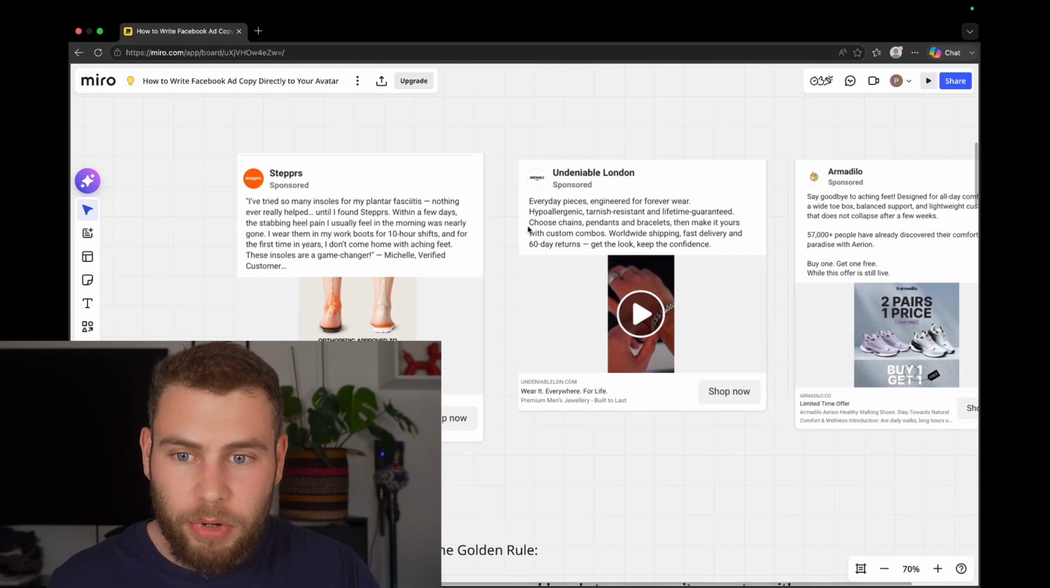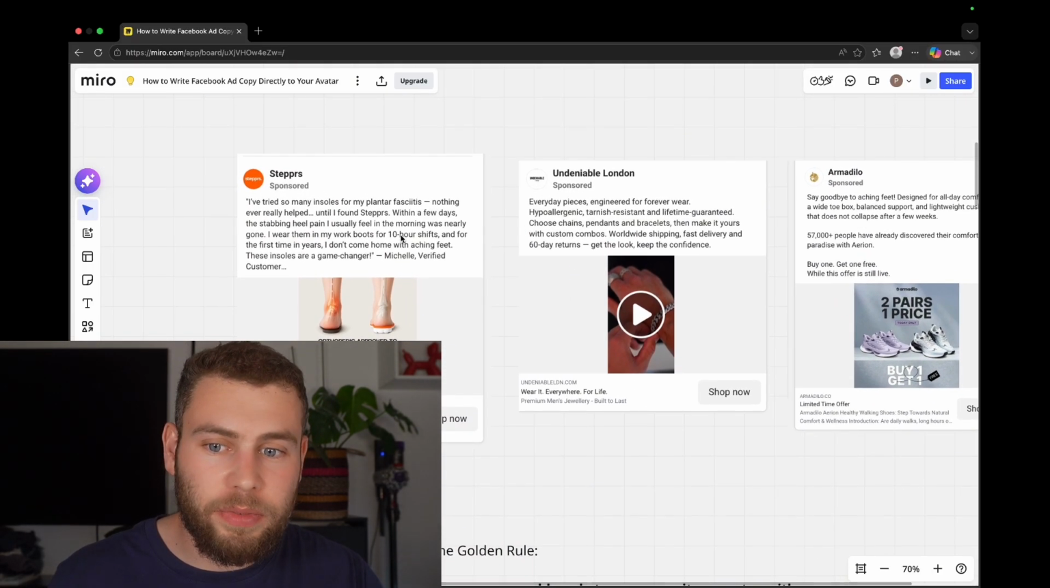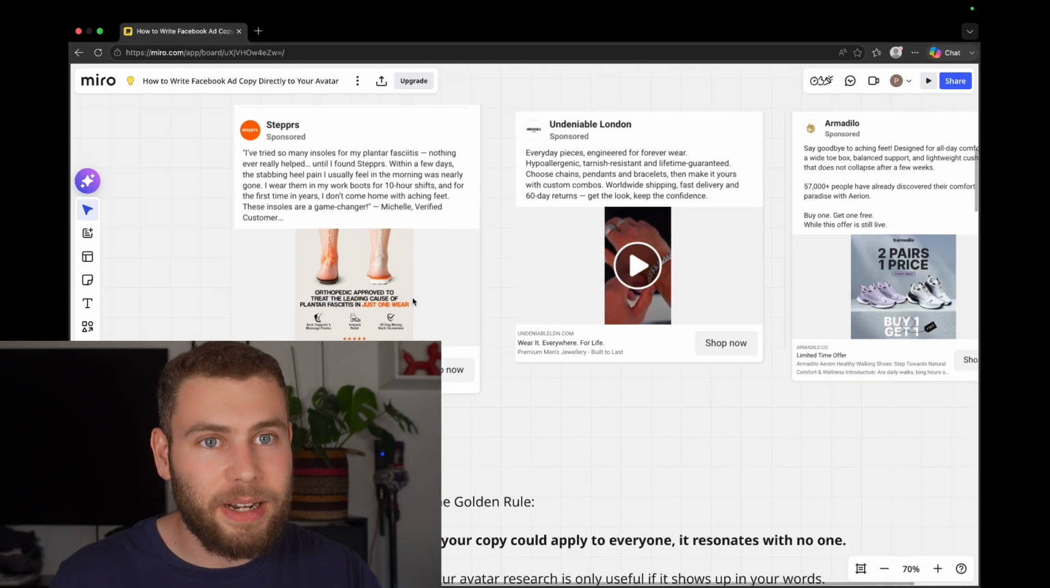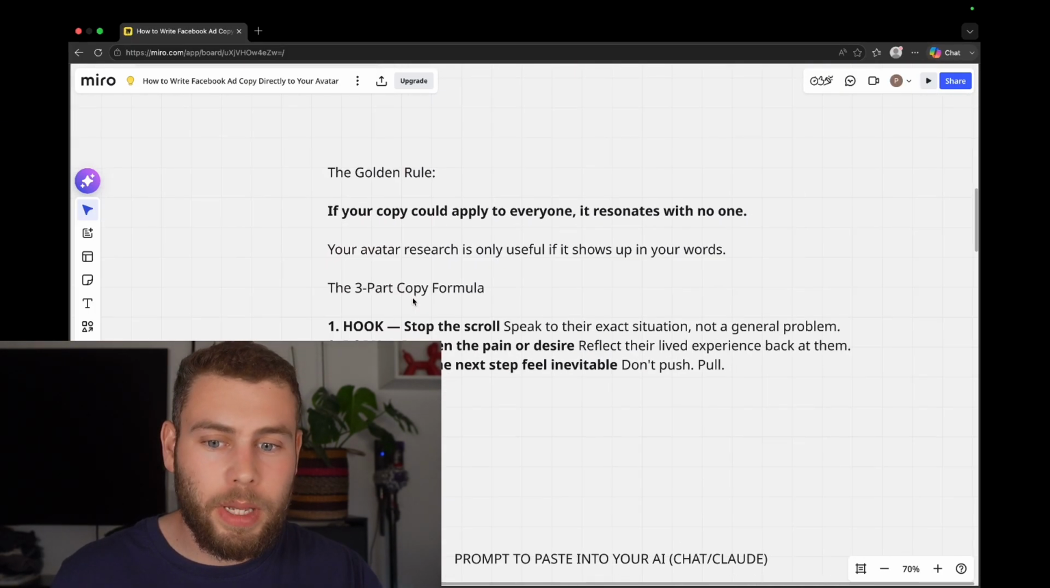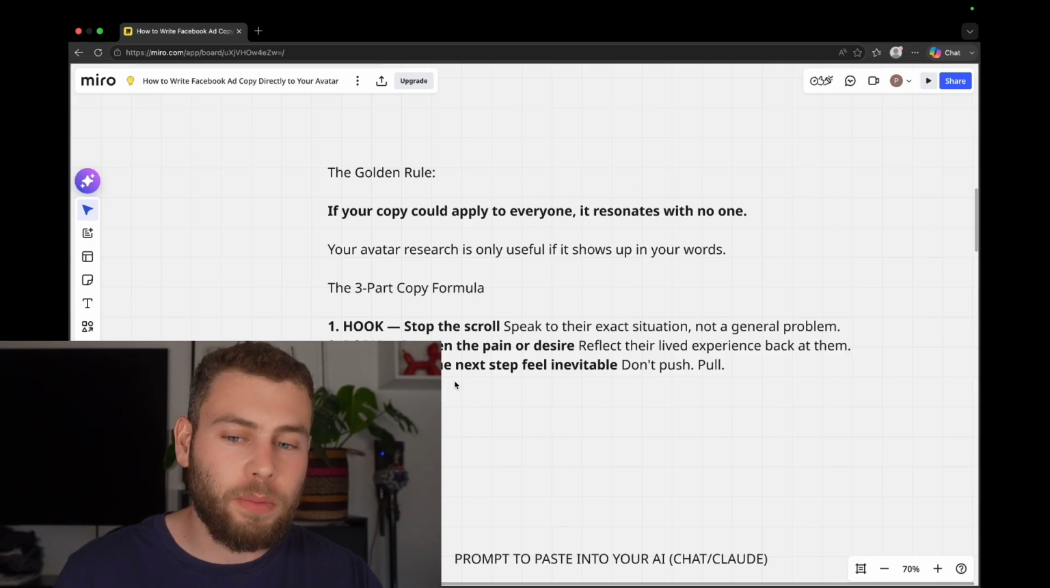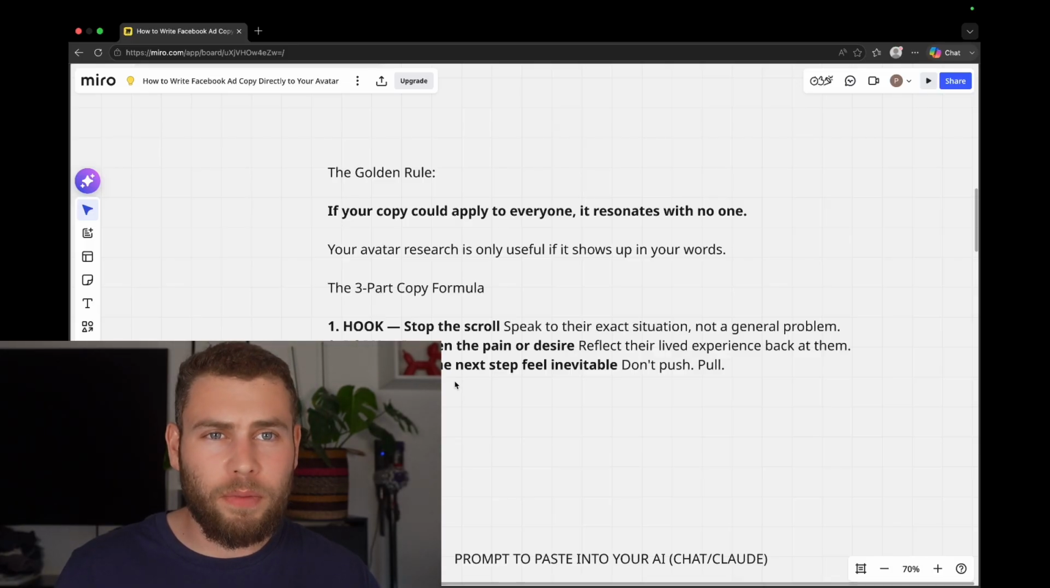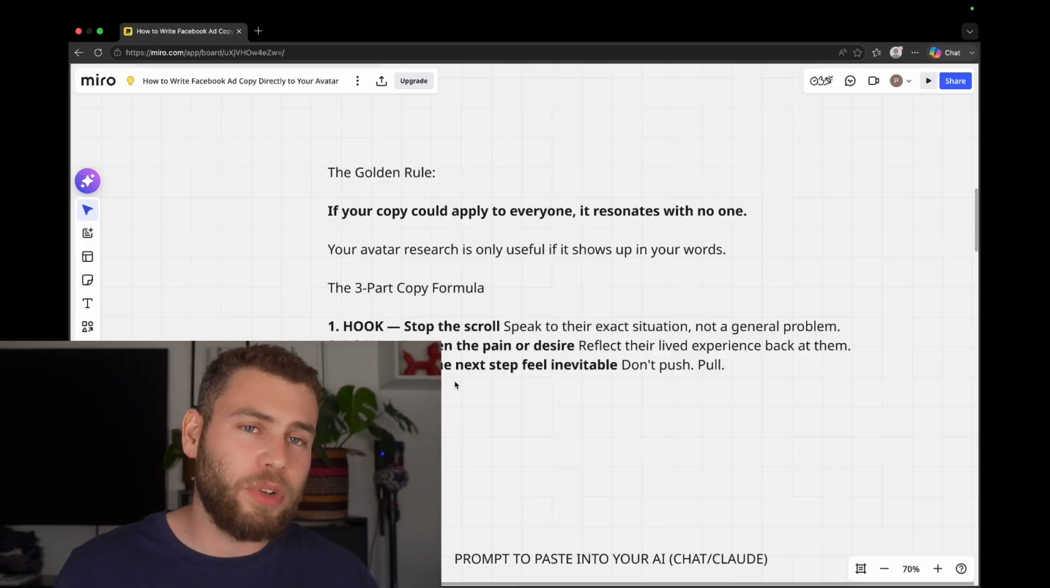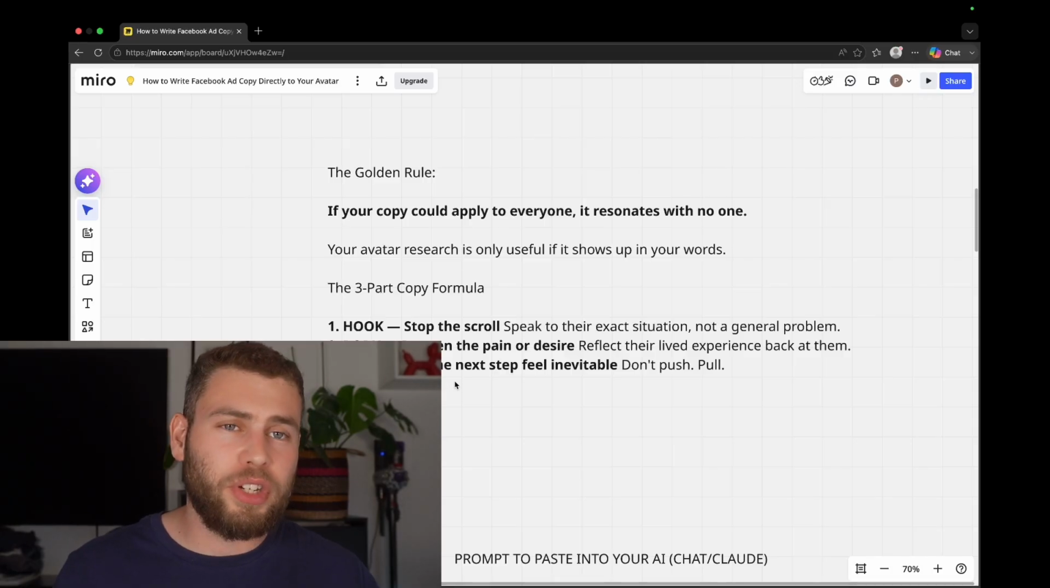So you can see this really well through the 10-hour shifts in their work boots, and this is exactly what the body of the copy is doing. And then the CTA, the call to action, which makes the next step feel inevitable, which incidentally is taking them to the website. And this is so important. But we don't want to be too pushy. We want to make them naturally be drawn into our website. And this is going to be important for our next step, which is our website, which is going to do the converting. But the job of the advert itself is to get them onto the website.